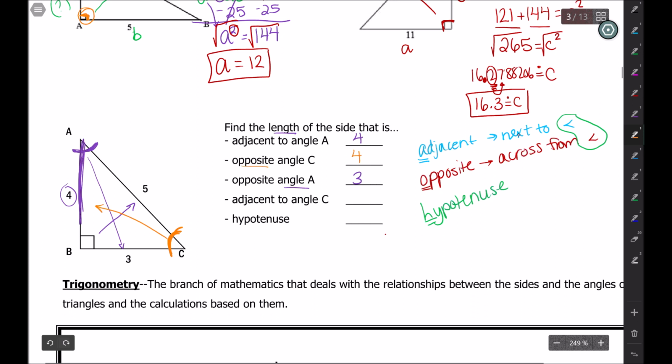So the one that's opposite angle C is adjacent to angle A, just so that you know. And adjacent to angle C means it's next to it, so it has to be the 3. And lastly, we have the hypotenuse, which we said is across from the right angle, so it's always going to be 5. It's a little bit confusing about the hypotenuse because technically this side is adjacent to angle A and adjacent to angle C because they're next to it, but the hypotenuse can never be the adjacent.